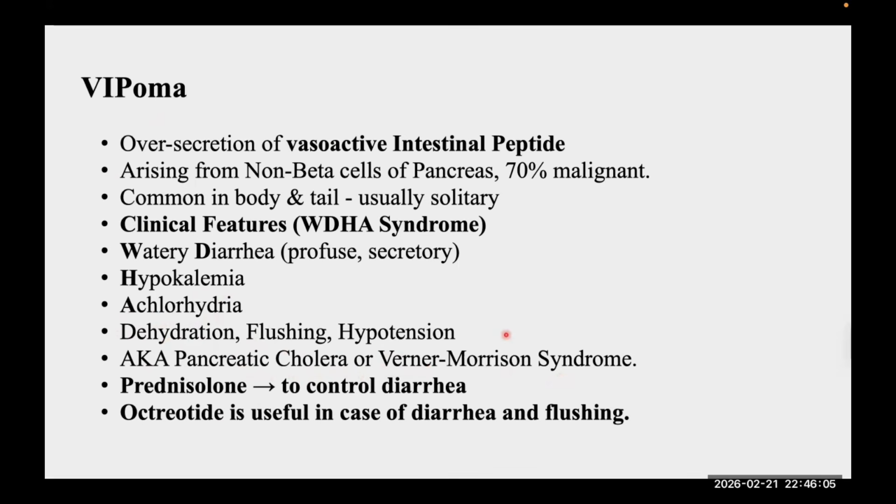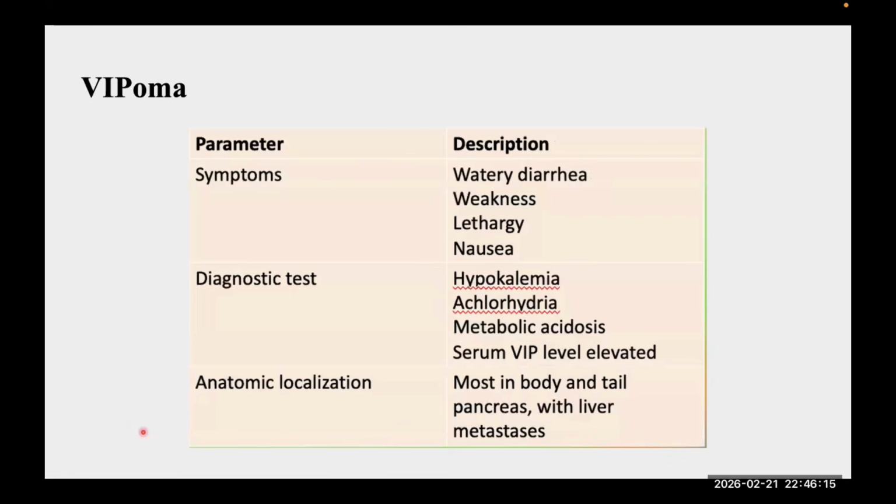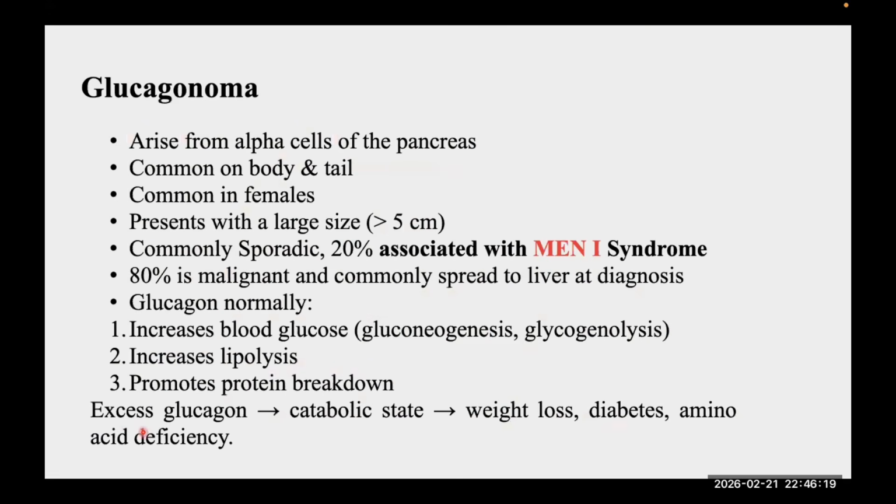Now, you can give them prednisolone to control the diarrhea, and octreotide is useful in cases of diarrhea and flushing. Octreotide basically decreases the amount of the hormone that is being released. So this can be given in VIPoma as well. This is basically what I just discussed, but in a table.